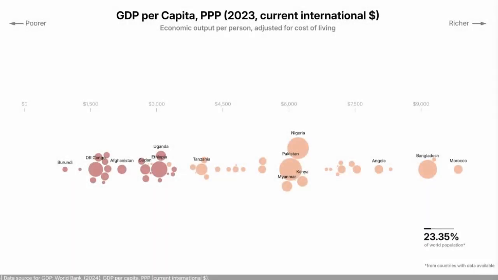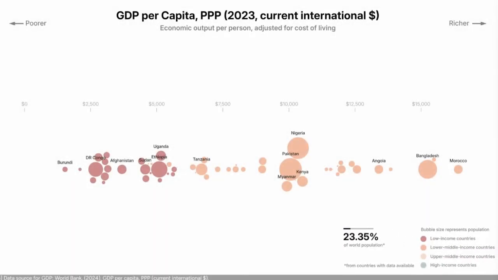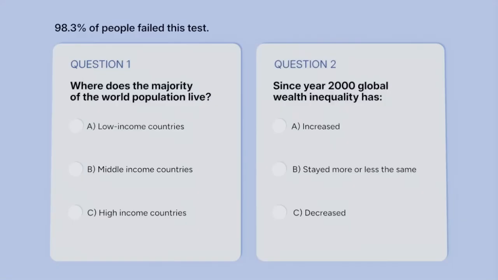If we go back to our bubbles and add colors based on the income level according to the World Bank, we see that even though we're at the bottom 23% of the population, most countries in this chart are not considered low income. Bangladesh is considered medium income, or lower middle income to be precise. Most of the world population lives in middle income countries.